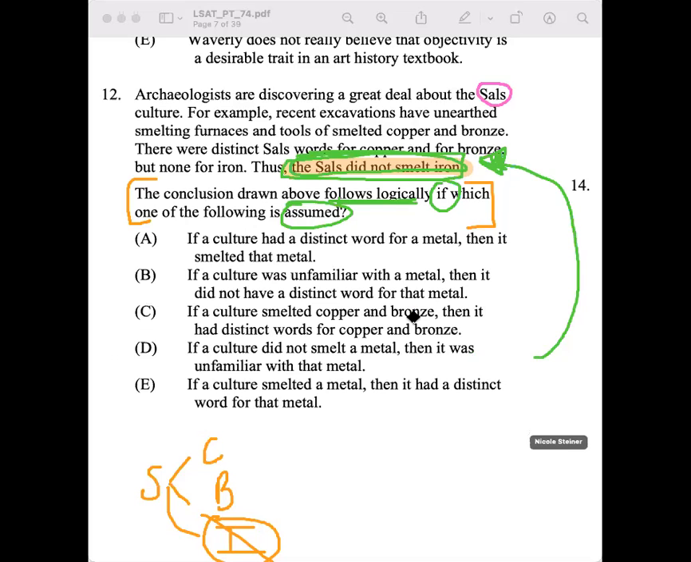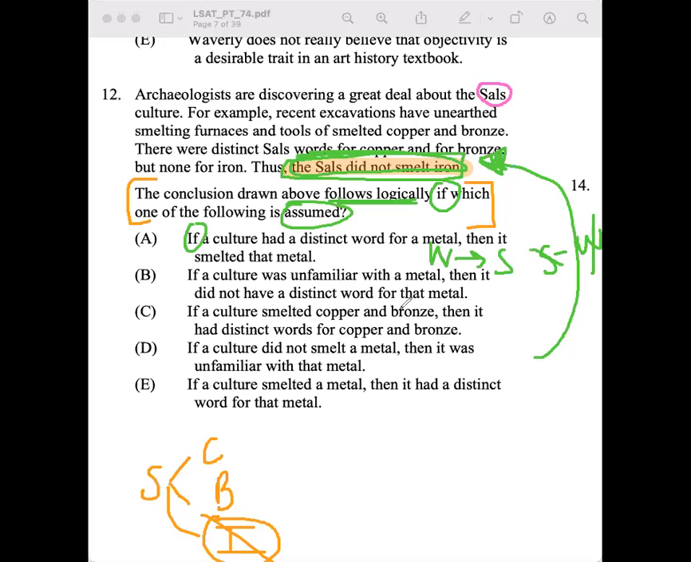Go ahead and go through these, start with A and tell me if you like it, love it, leave it or hate it. Okay. So if a culture had a distinct word for metal, then it smelted that metal. Okay, so like it. So this is saying if we have a word for it, then you smelted it. If you don't smelt it, that means you don't have a word for it. Okay, keep going.